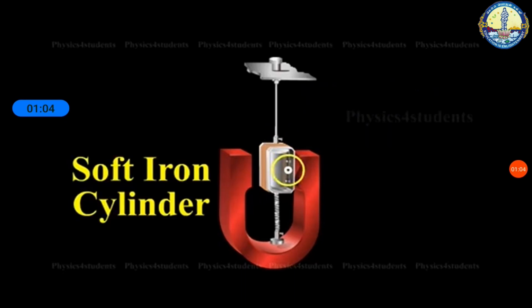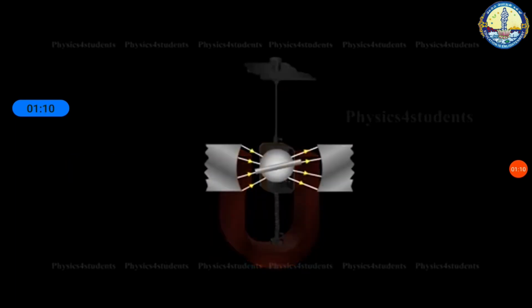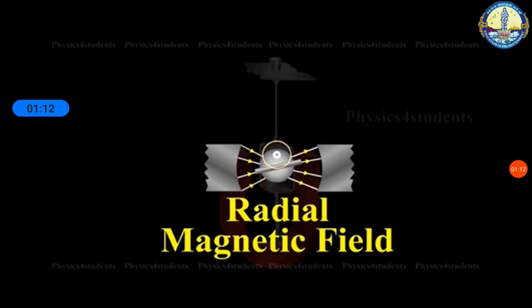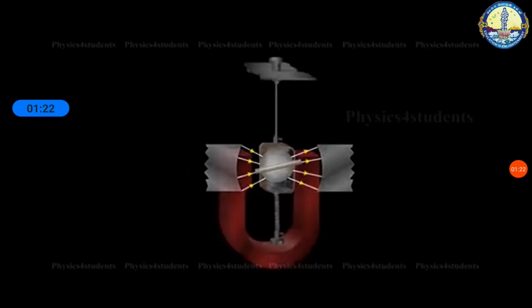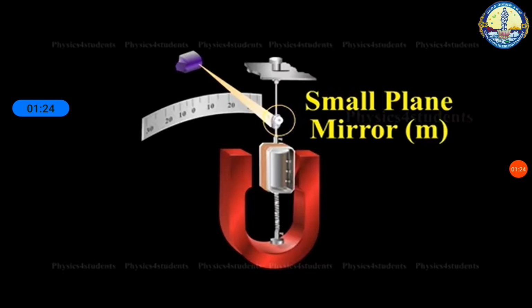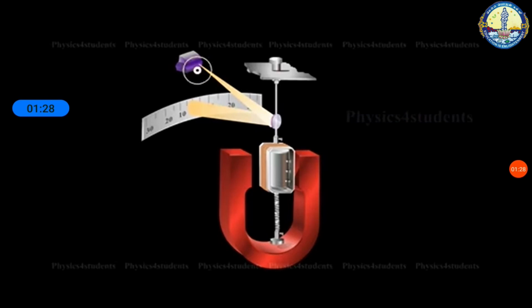A soft iron cylinder is placed symmetrically inside the coil. The hemispherical magnetic poles produce a radial magnetic field in which the plane of the coil is parallel to the magnetic field in all its positions. A small plane mirror M attached to the suspension wire is used along with a lamp and a scale arrangement to measure the deflection of the coil.